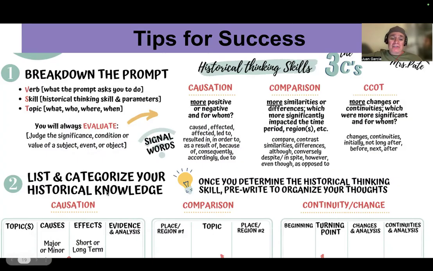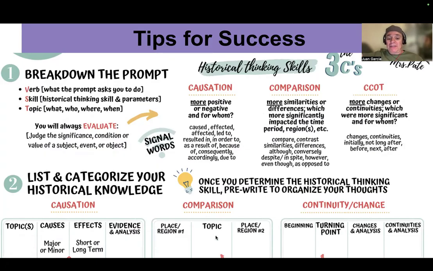So categories of historical knowledge. The questions will be about causation, comparison, or continuity and change. So if you're doing causation, do a little graphic organizer. Okay, so what were the causes and effects, and then what was the most important cause, and what was maybe a long-term or short-term effect. Okay, so you're looking for critical thinking here.